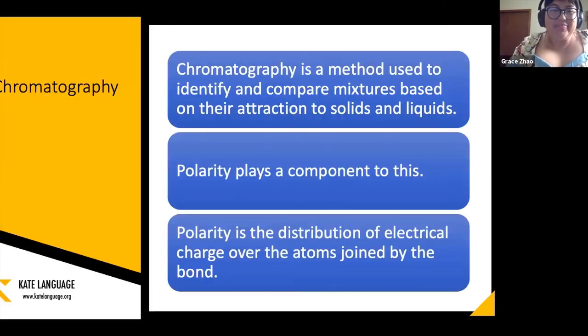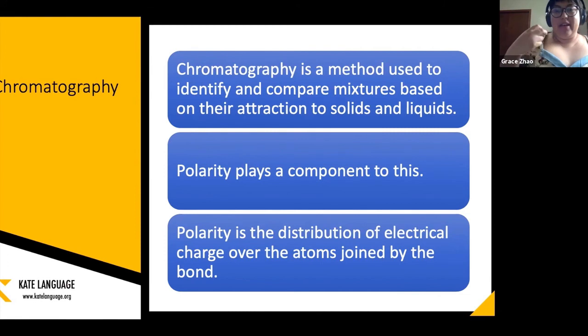So yeah. All right. So chromatography is another method of separating mixtures. This one is fun. This one can be done with Skittles or M&Ms. It's mostly because we want to separate the colors that come out of the candy. Because we know that we didn't just magically make Skittles the colors of the rainbow, right? So chromatography is a method used to identify and compare mixtures based on their attractions to solids and liquids. So it's basically how to separate the colors, or what's in the color, to see it.